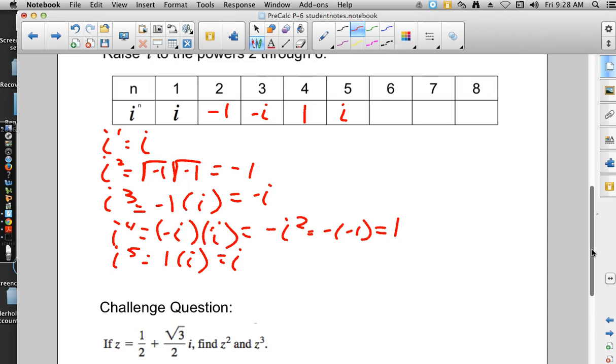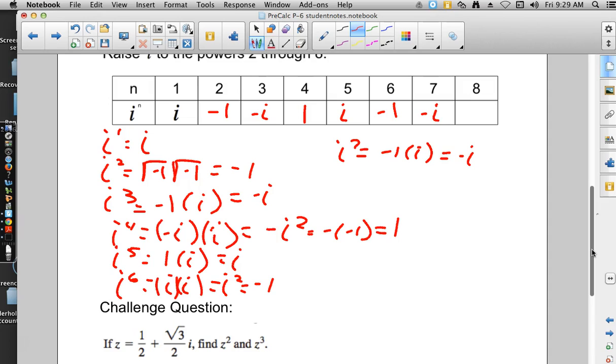Now we go to the 6. i to the 6 will be our little i from the last one times i again. And that'll give us i squared, which is negative 1. Huh, let's see here. There's i, negative 1, negative i, 1. i, negative 1. Well, if the pattern holds, the next one we should have is negative i. And we do that. So i to the 7th equals our last answer, which was negative 1 times i, which is negative i.